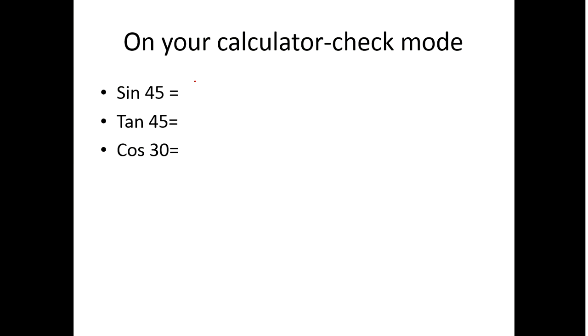So the sine of 45, you should get a decimal of 0.7071. Tangent of 45, you should get just plain old 1. And cosine of 30, you should get 0.8660. If you do not, guys, if you did not get the same numbers as me, please, please, please, I implore you, please check with me tomorrow so we can change your calculator's mode. Otherwise, you're going to do all these problems with trig correctly, but ultimately it's incorrect because it is not the right mode on your calculator.